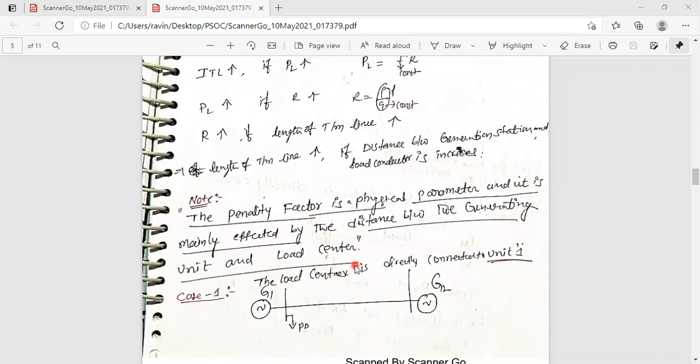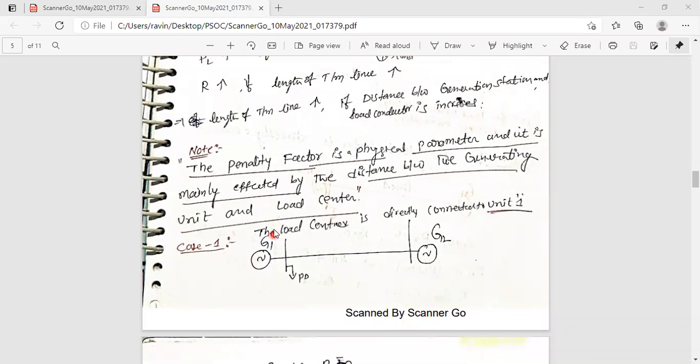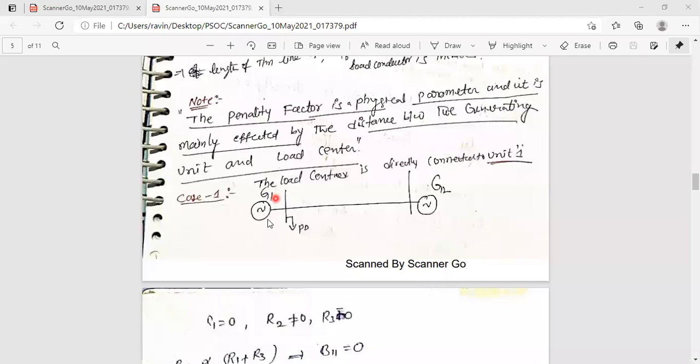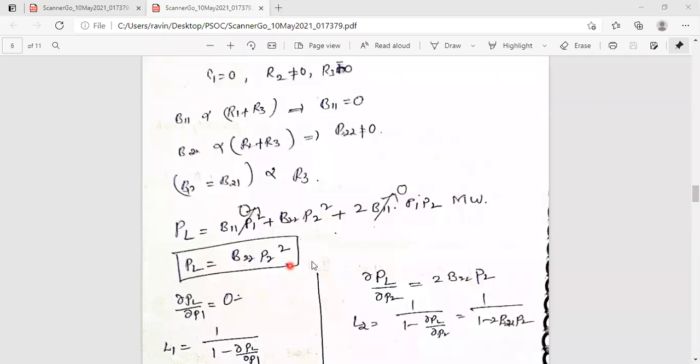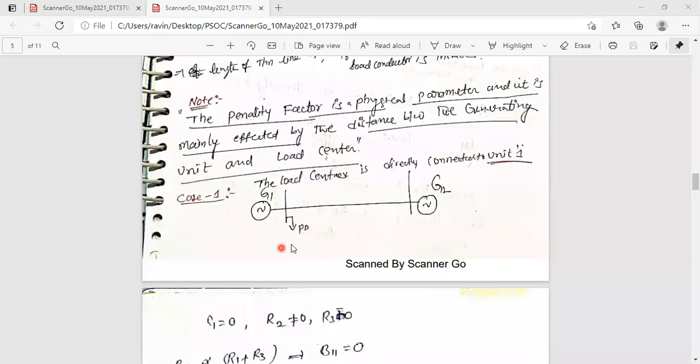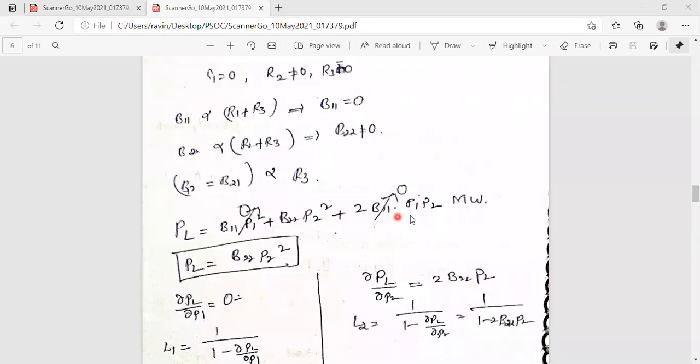Penalty factor is the physical parameter. It is mainly affected by the distance between the generating unit and load center. So let us say case one. Unit one means your demand is connected to the generating station one. There are two generators, two units in a power plant. So you are connecting to generator one. Then the conclusion is that the losses with respect to generator one are going to be zero.